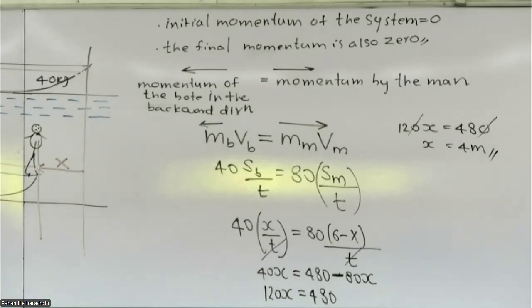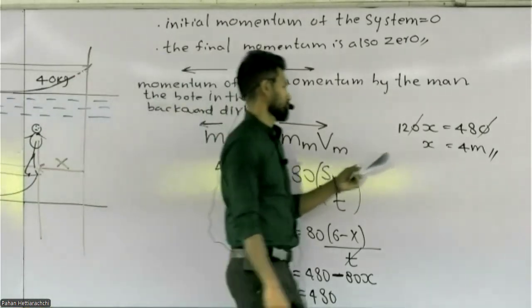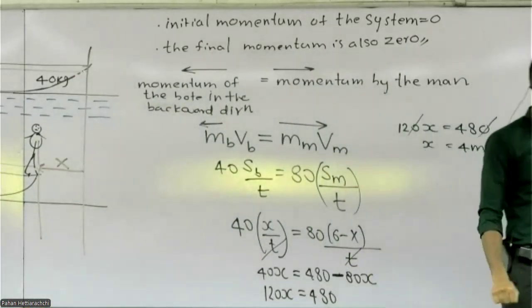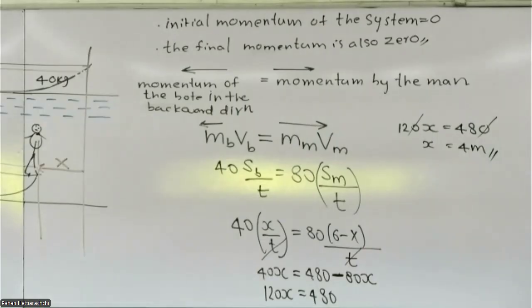Okay, what about question number 31? The rocket moving in outer space with speed of this much suddenly explodes into 3 fragments. 2 smaller fragments equal mass this much. Okay, okay. Try to solve it. Question number 31.